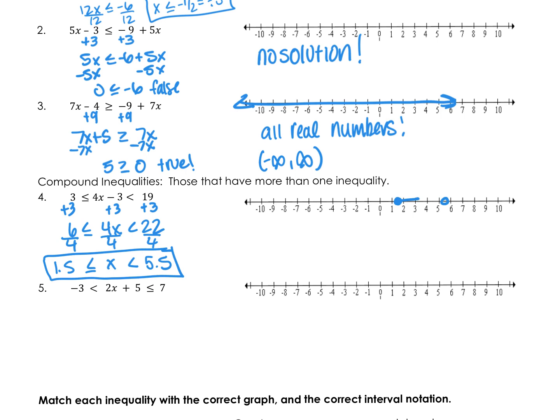And then this says x is less than 5.5. So this one will go to the left. But they're pointing towards each other, right? Bigger than 1.5, less than 5.5. So when they point towards each other, they're going to come together and connect. Like number soulmates.